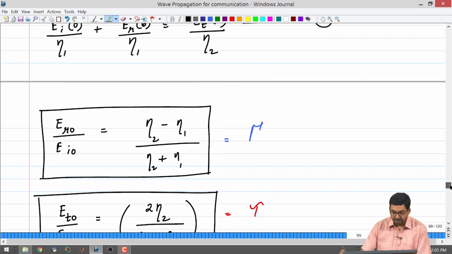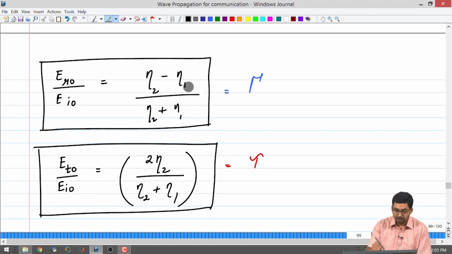Okay. So, we derived the gamma which looks like eta 2 minus eta 1 by eta 2 plus eta 1. You can assume this eta 2 to be the load in the case of a transmission line, say ZL, the characteristic impedance, and eta 1 could be Z0, the characteristic impedance of the first transmission line, and then you will get ZL minus Z0 by ZL plus Z0.